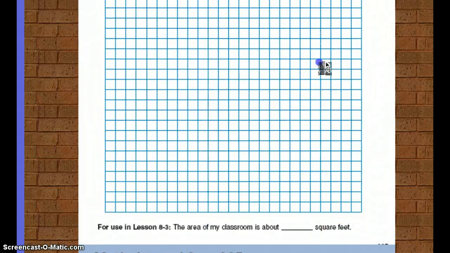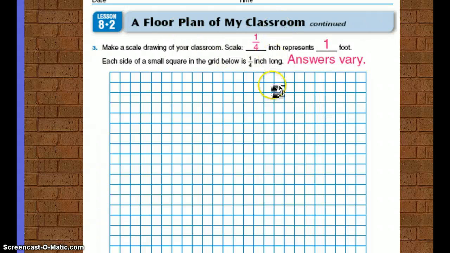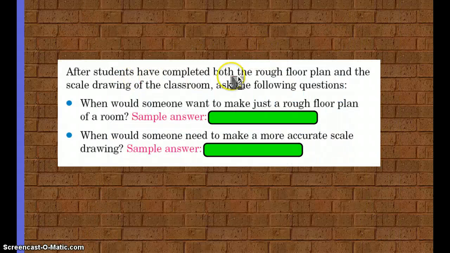Here's your math journal, page 225, and this is where again you're going to make the floor plan of our classroom. Remember that the scale is 1/4 of an inch represents 1 foot. After you've completed both the rough floor plan and the scale drawing of the classroom, I want to ask you these questions. So if you're not to that point yet, don't go forward.